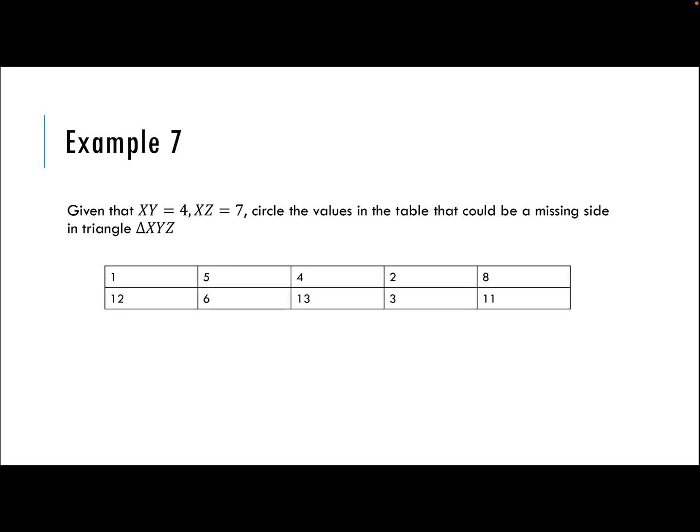Example 7, we have to circle the values in the table that could be a missing side in triangle XYZ. So all we need to do is come up with our boundaries. So the maximum value is going to be 7 plus 4, which is 11. And the minimum value is 7 minus 4, which equals 3. So the side that we're missing is YZ. So YZ has to be between 3 and 11. So we just want to circle all of the values strictly between 3 and 11.